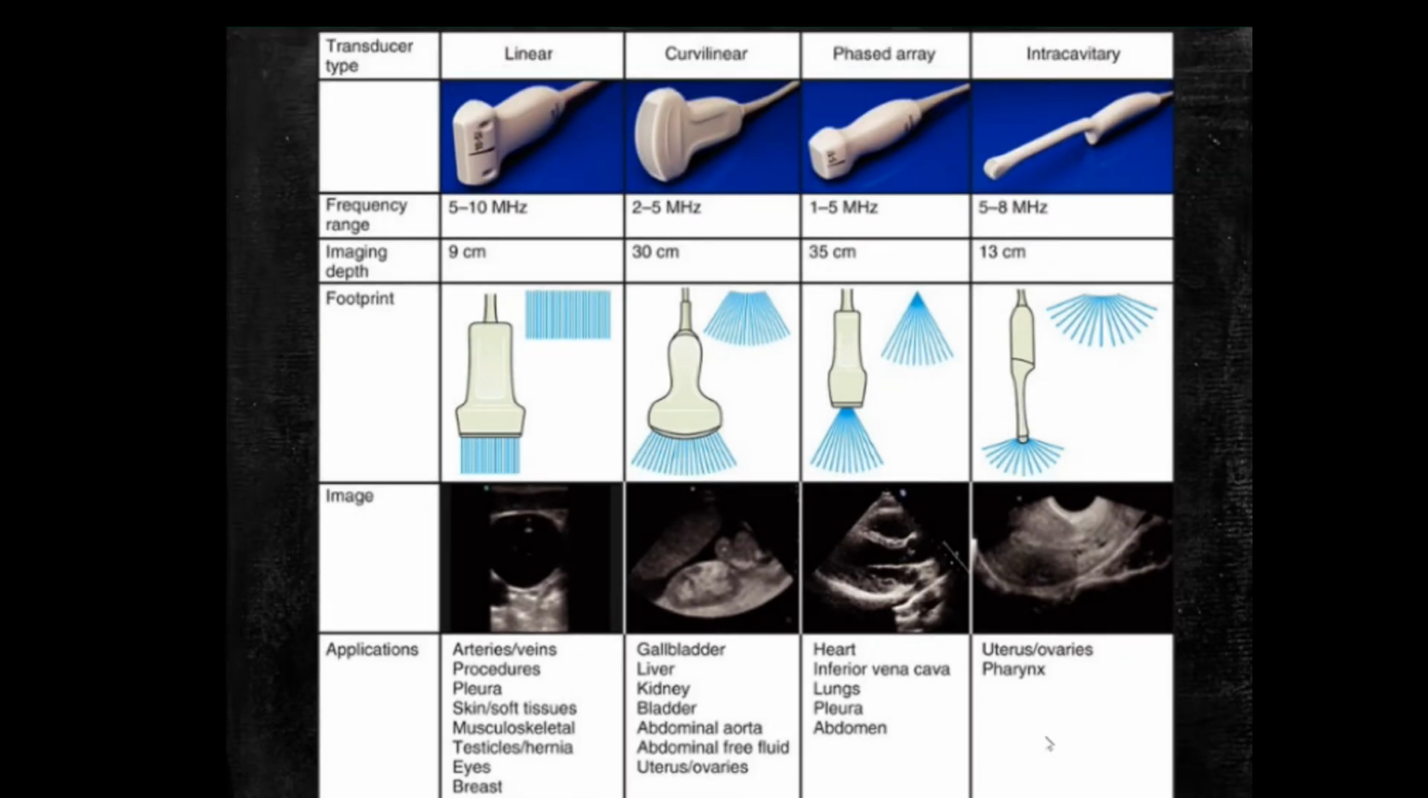The simple way to break this up is, if you're looking for a shallow structure, you're going to want to go with the linear probe. And this is high frequency, which gives you high definition, but those sound waves don't penetrate to deeper structure. If you're looking for a deeper structure, like the heart or something in the abdomen, the curvilinear and phased array probes are going to be much better for you.